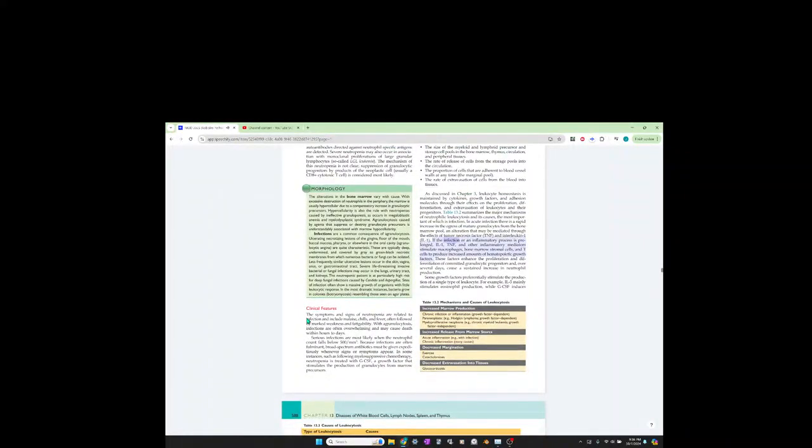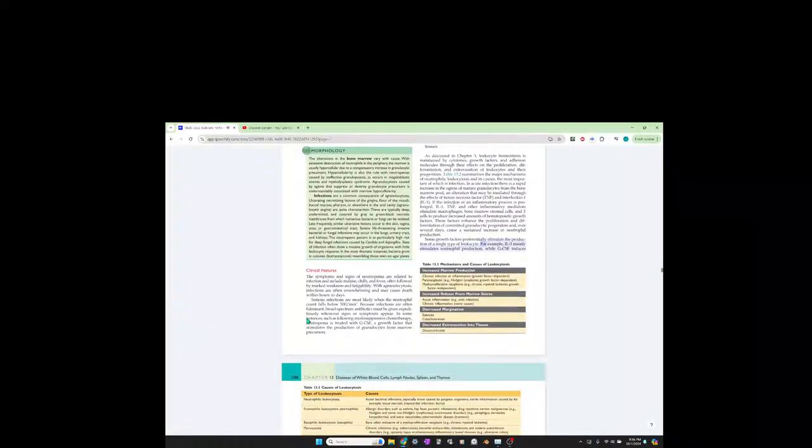If the infection or an inflammatory process is prolonged, IL-1, TNF, and other inflammatory mediators stimulate macrophages, bone marrow stromal cells, and T cells to produce increased amounts of hematopoietic growth factors. These factors enhance the proliferation and differentiation of committed granulocytic progenitors, and over several days cause a sustained increase in neutrophil production. Some growth factors preferentially stimulate the production of a single type of leukocyte. For example, IL-5 mainly stimulates eosinophil production while G-CSF induces neutrophilia.